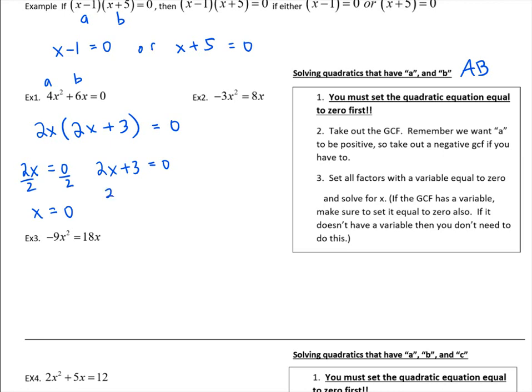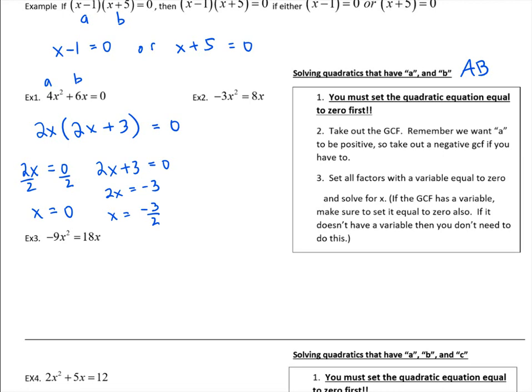So we minus 3, 2x equals negative 3, divide by 2. So x is negative 3 over 2. So when x equals 0, or when x equals negative 3 over 2, it will make the whole problem 0, okay?